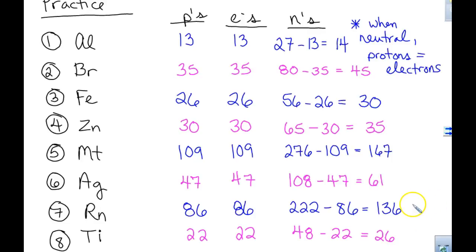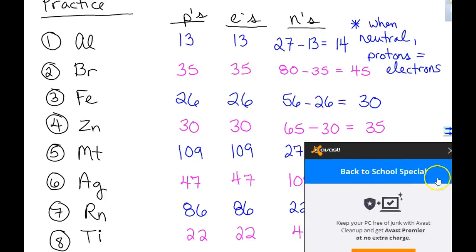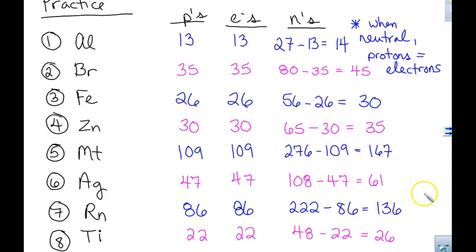Yes, good. Questions? Do we notice anything about the relative number of neutrons to protons? Some of them it's about the same. Some of them there's a whole lot more neutrons. What do you notice about the ones that have a whole lot more neutrons than protons? Yeah, these are larger atoms.